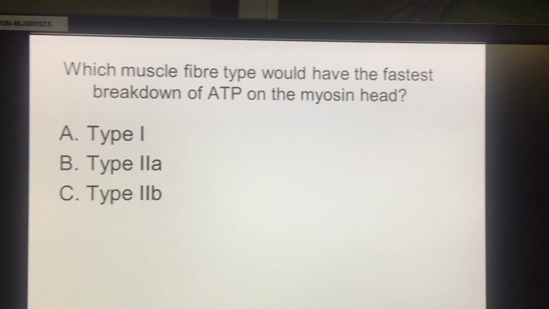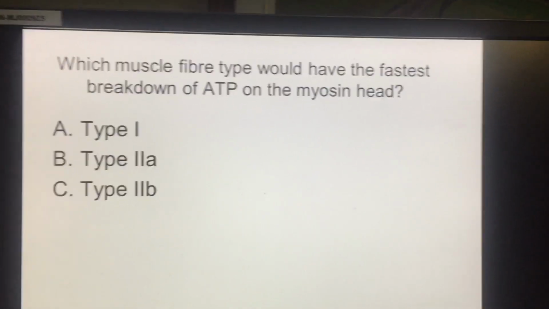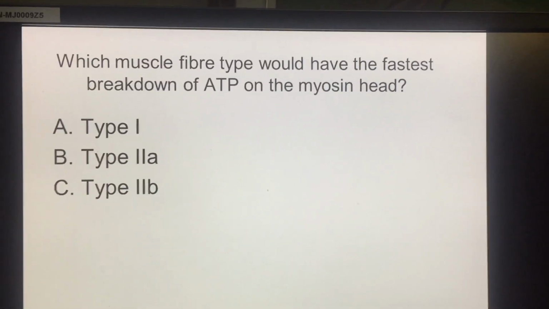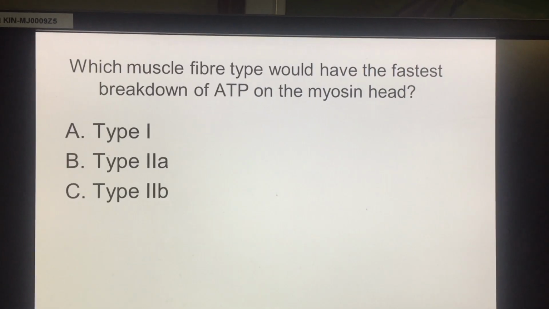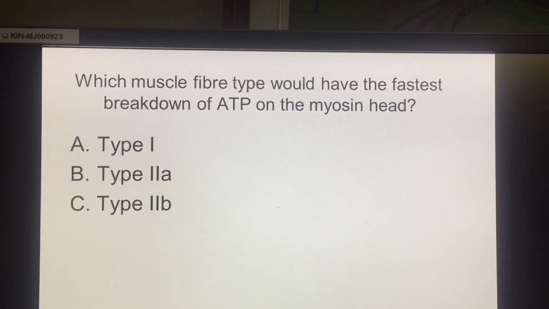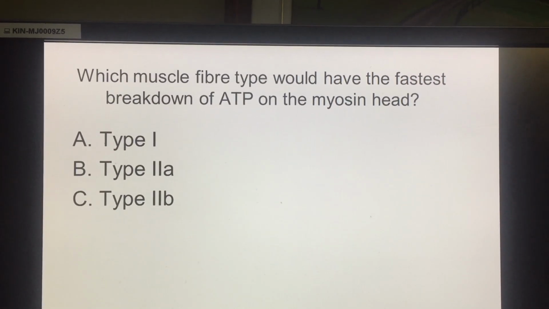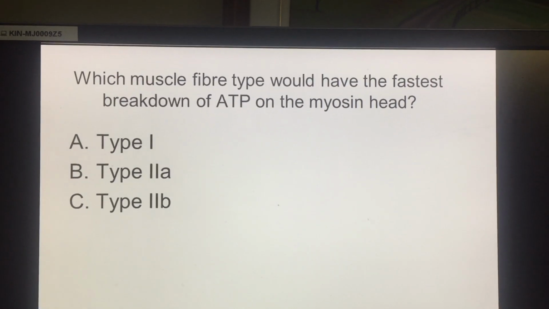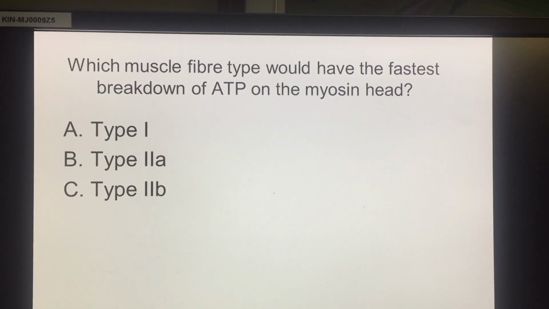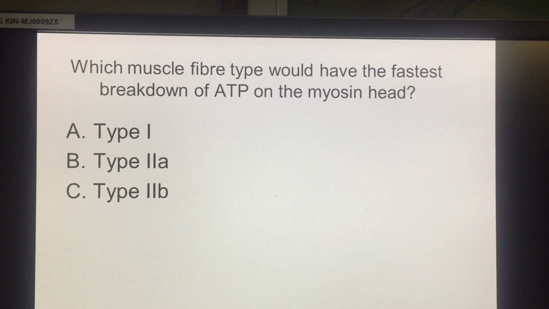So welcome to part two. This is a question that I posted for you. Which muscle fiber type would have the fastest breakdown of ATP on the myosin head? So ATP is this molecule that gives you energy, and when it's broken down, it allows you to have energy for muscle contraction. The correct answer here is type 2B.